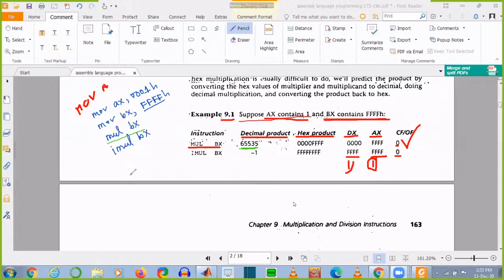Okay, so 65535, we are writing the decimal product, in decimal 65535. So here we have 0001 in AX, in AX we have 1 in decimal, and in BX we have FFFF, that means in decimal we have 65535. So if you make the decimal product you'll get 65535, simple. So that is the decimal product, 65535.